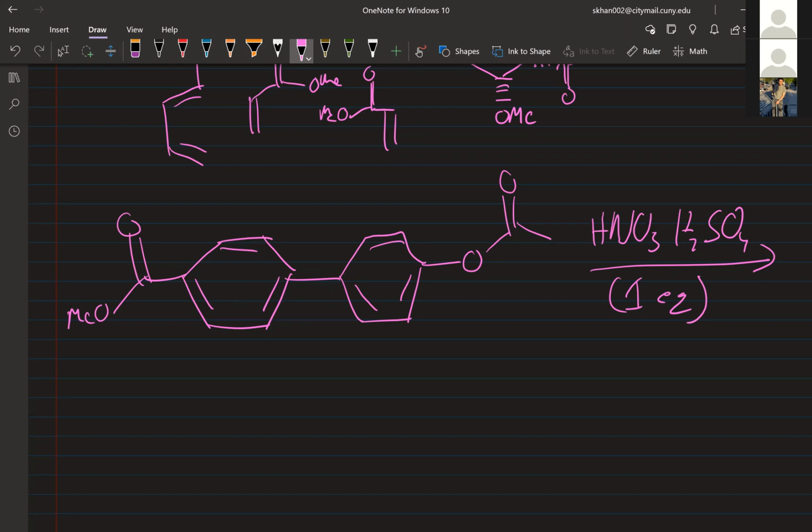So if we look at this ring, we have two aromatic rings. It's a biphenyl. So you have essentially 4 positions where you can do this. What reaction is this, by the way? Nitration. Nitration, right?